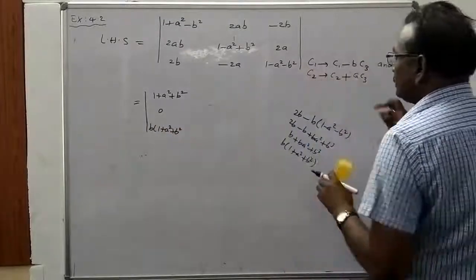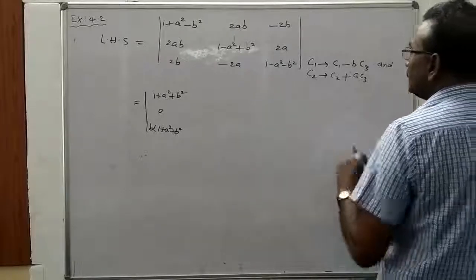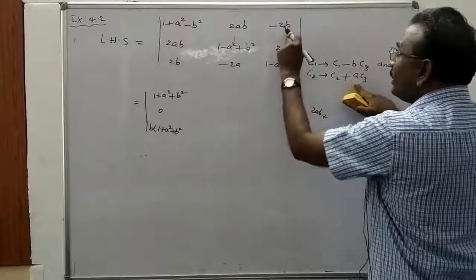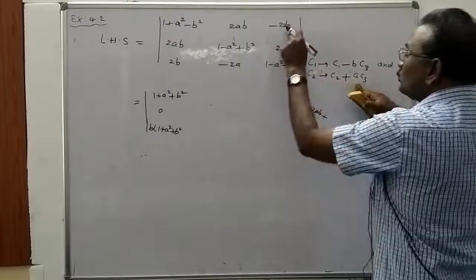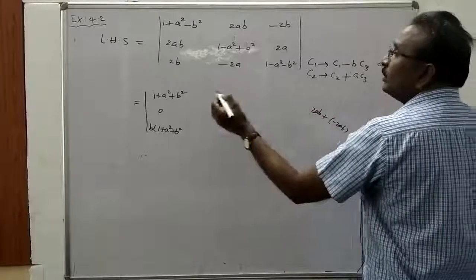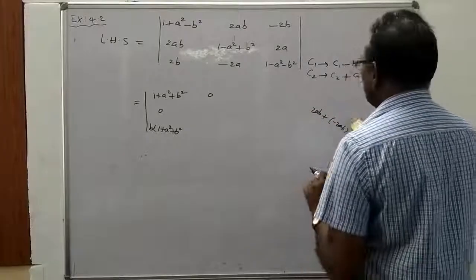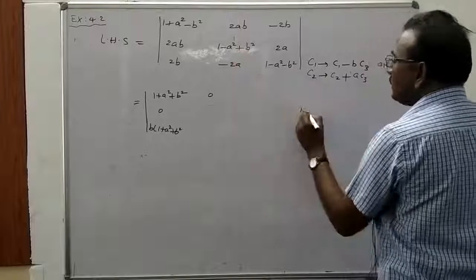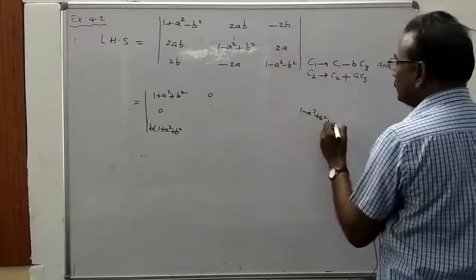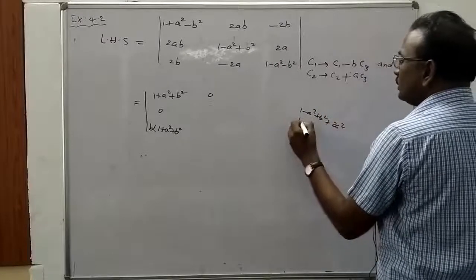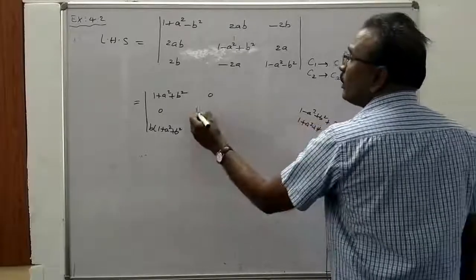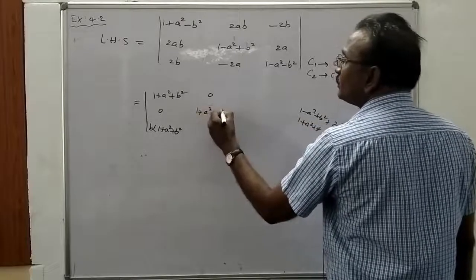Second column elements are second column element, so 2ab plus a times this element, that is minus 2b into a, that is minus 2ab. So these two get cancelled, the value is 0. Next, 1 minus a square plus b square plus a times 2a, that is 2a square. So that is 1 minus a square plus 2a square is plus a square plus b square, that is 1 plus a square plus b square.